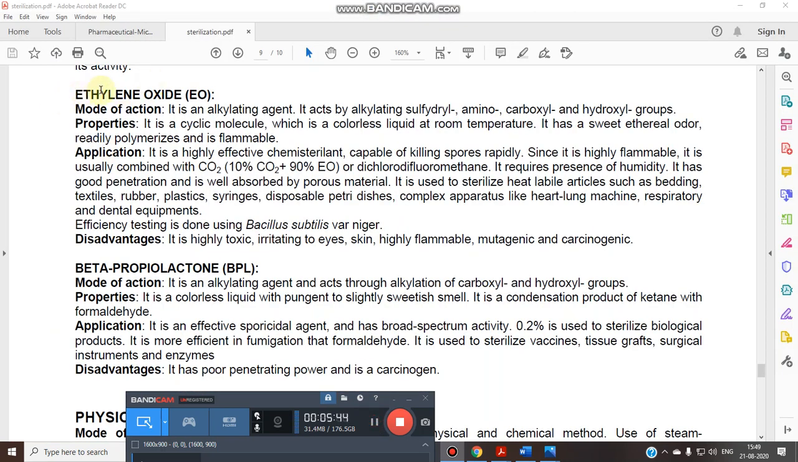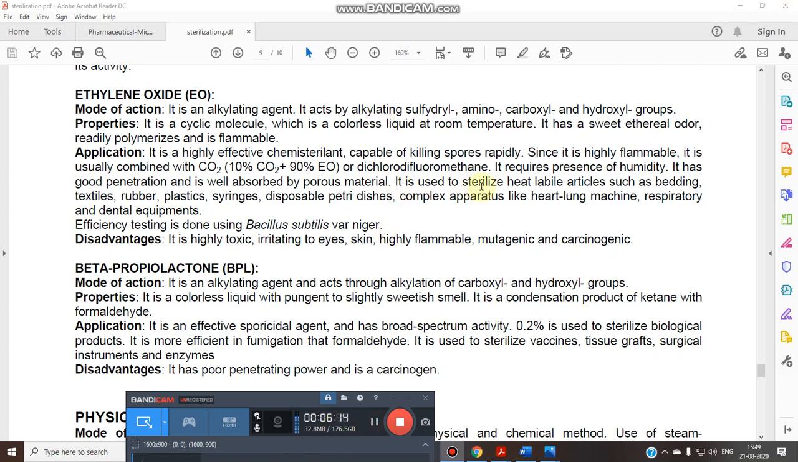Next is ethylene oxide. Again, very important. This is an alkylating agent. It acts by alkylating sulfhydryl, amino, carboxyl and hydroxyl groups of various microorganisms. Applications: it is a highly effective chemisterilant. Chemisterilant means a chemical that is used in sterilization, and it is capable of killing various types of spores.